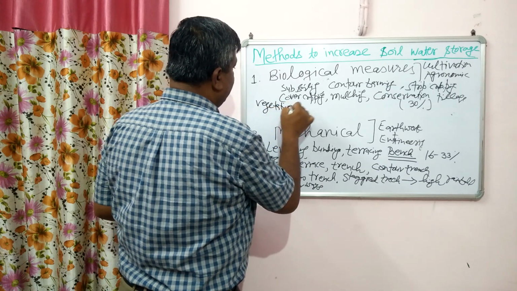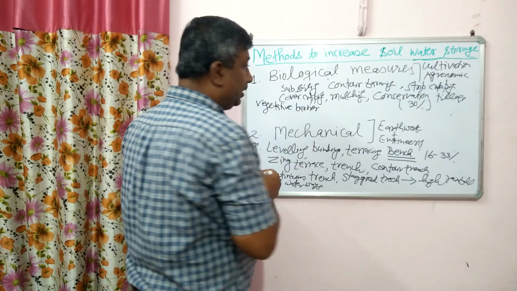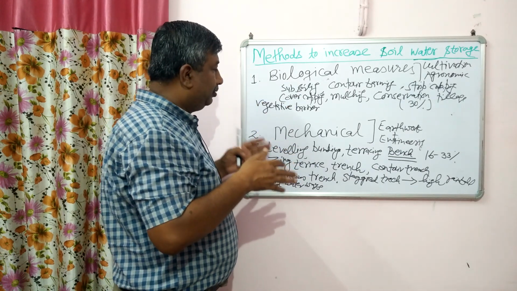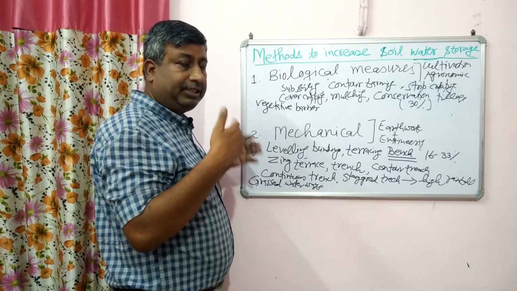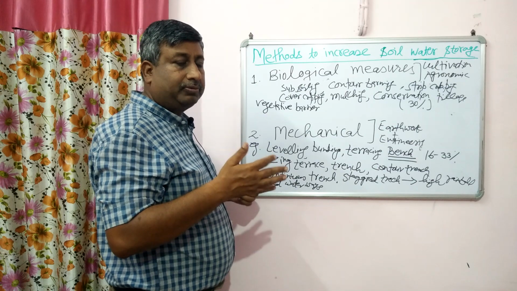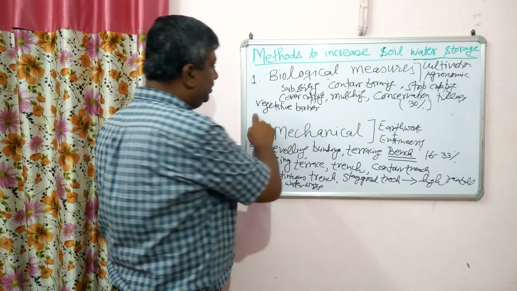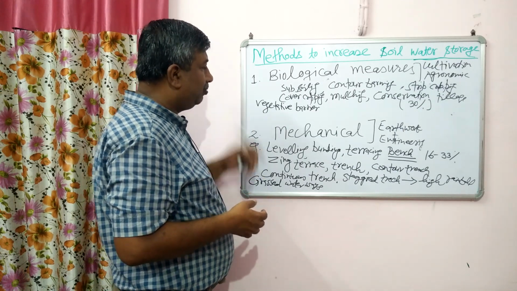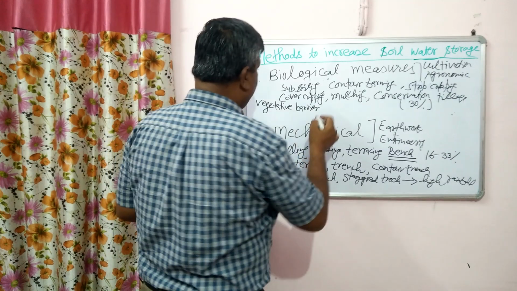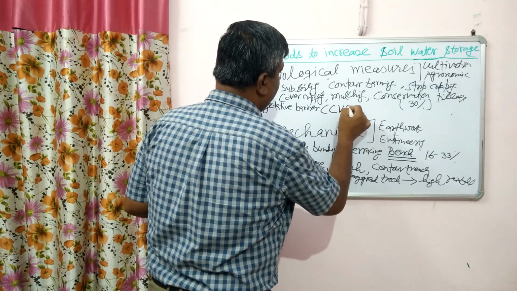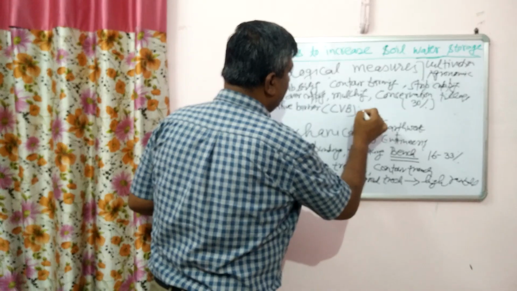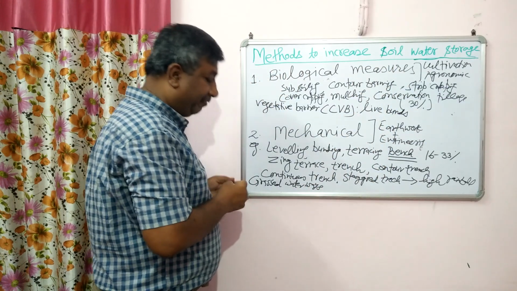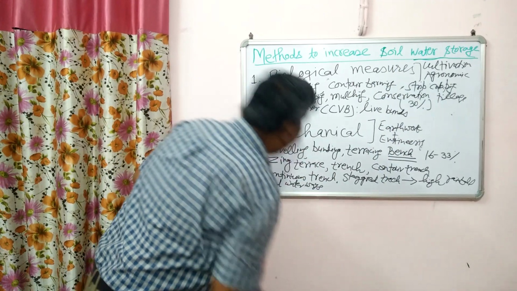Then in biological measures, another is vegetative barrier. Vegetative barriers, actually grasses are grown as bunds, and these bunds are made across the slope, along the contour. Since these are on contour, sometimes these are also known as CVB, contour vegetative barrier, and also known as live bunds. So these are the different biological and mechanical measures.